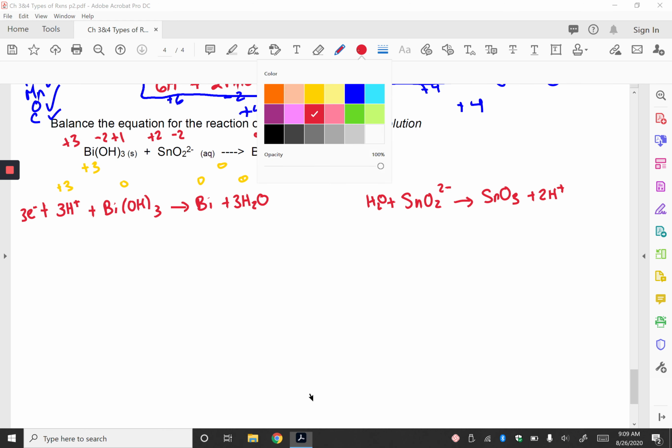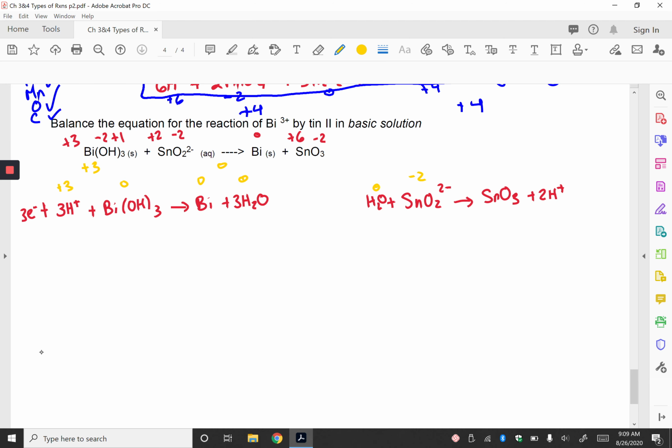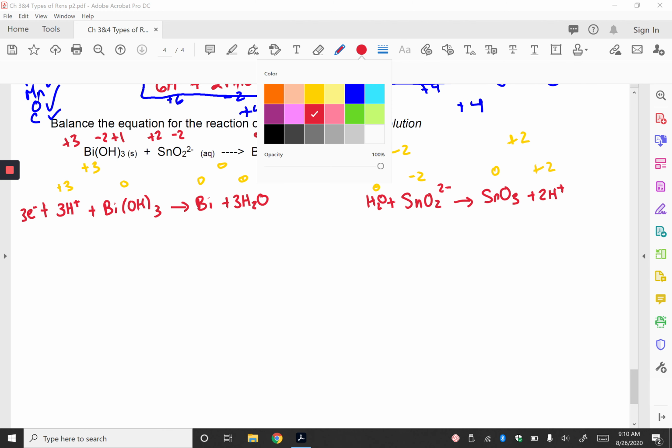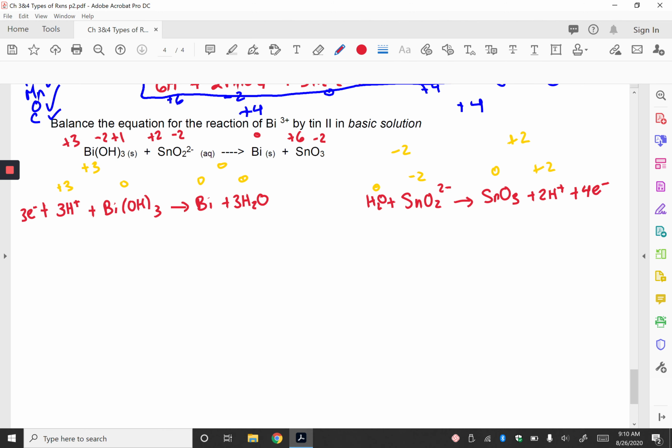Okay, let's do the same thing on the other side. My water is neutral. This is negative 2 for a total of negative 2. This is neutral. This is plus 2 for a total of plus 2. So you add your electrons to the more positive side. And that would be this one. How many electrons do I need to add to plus 2 to make it minus 2? That would be 4 electrons. If we did it correctly, one should gain the electrons, one should lose the electrons. Okay, my next step, step 6, is to make the number of electrons the same.